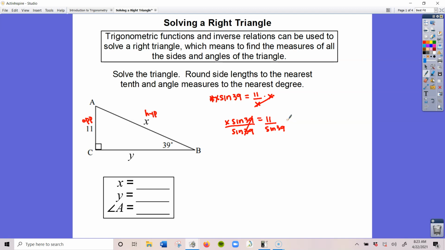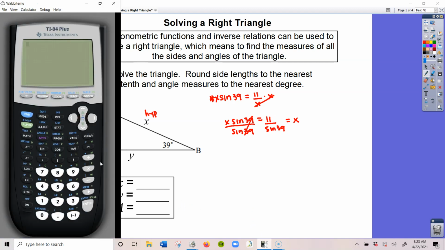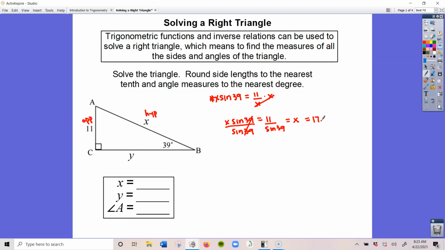Once you have your equation written like this, now we're ready to put this into the calculator. So remember that your calculator should always be set to degrees. So I'm going to do 11 divided by the sine of 39. And that gives me 17.47. Now it says here to round the side lengths to the nearest tenth. So that means that x is going to equal 17.5.